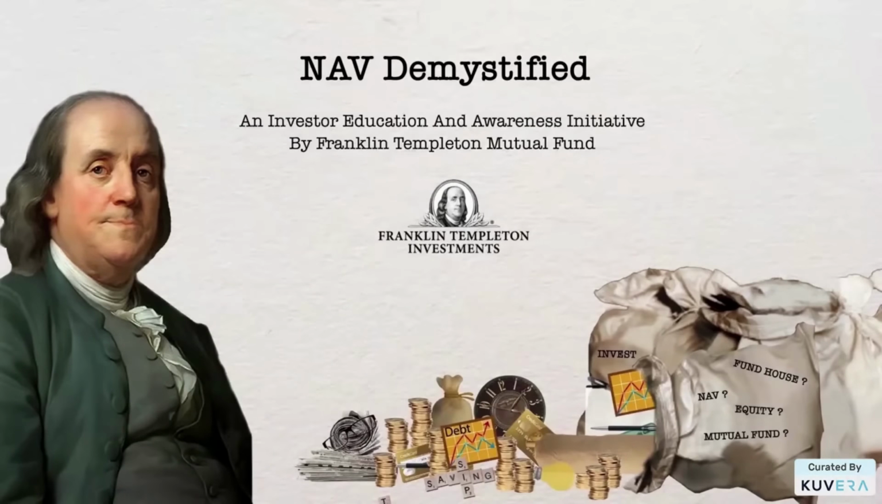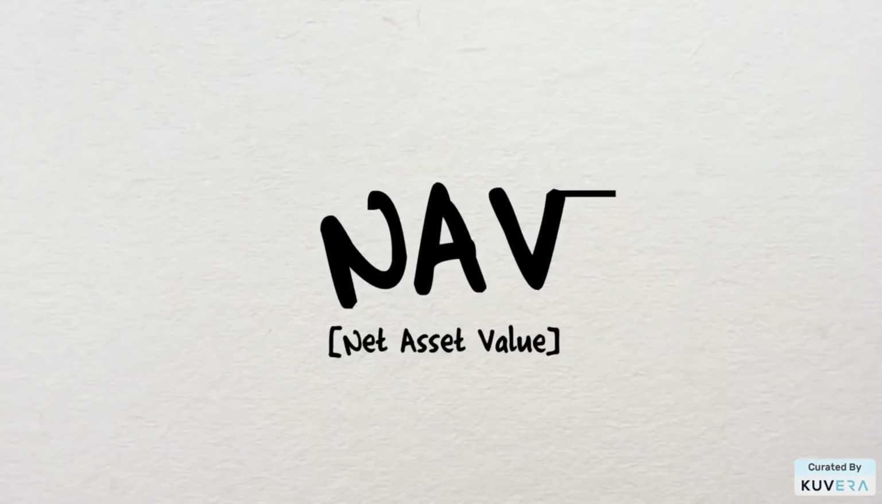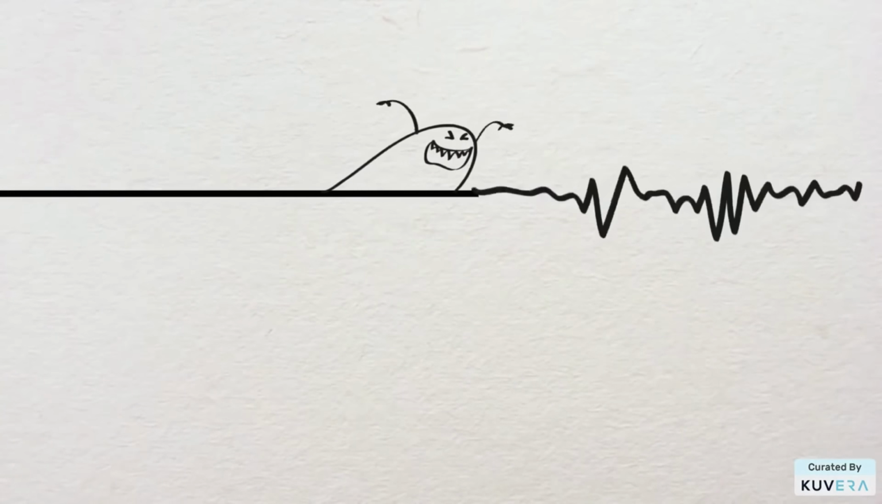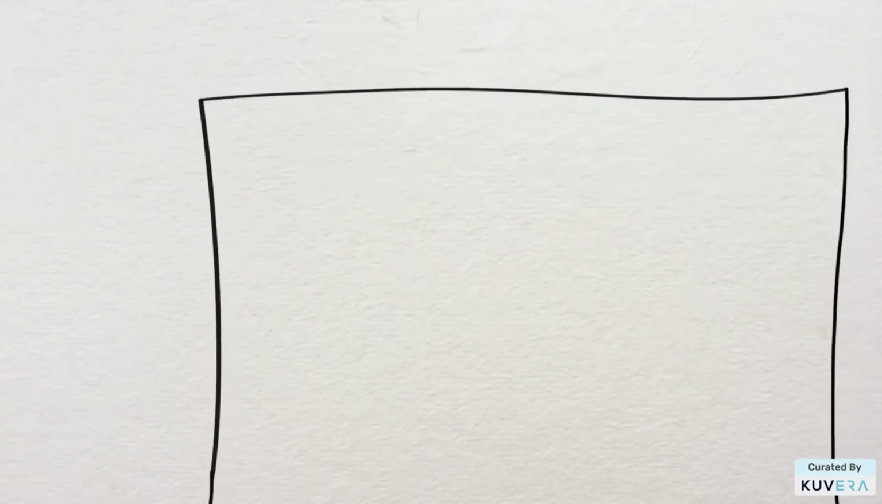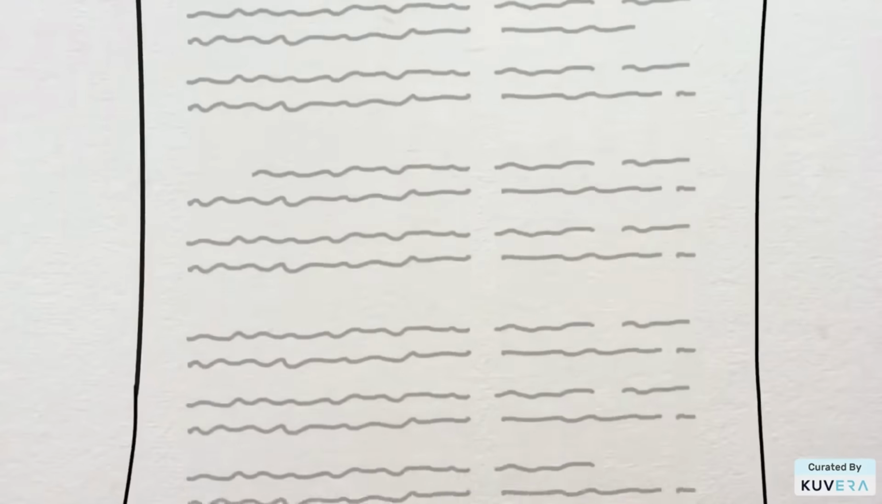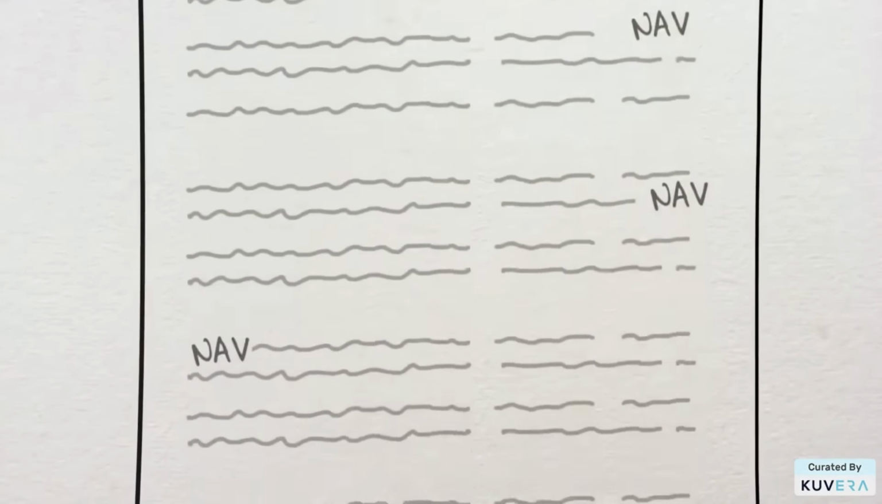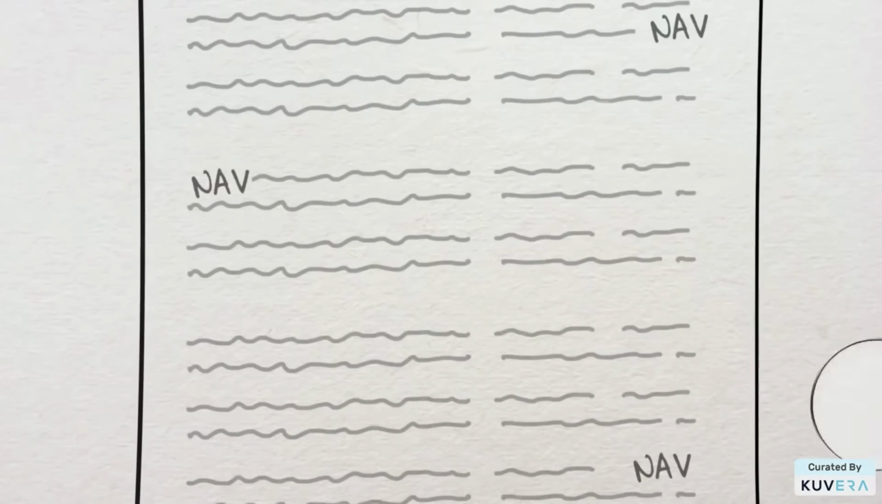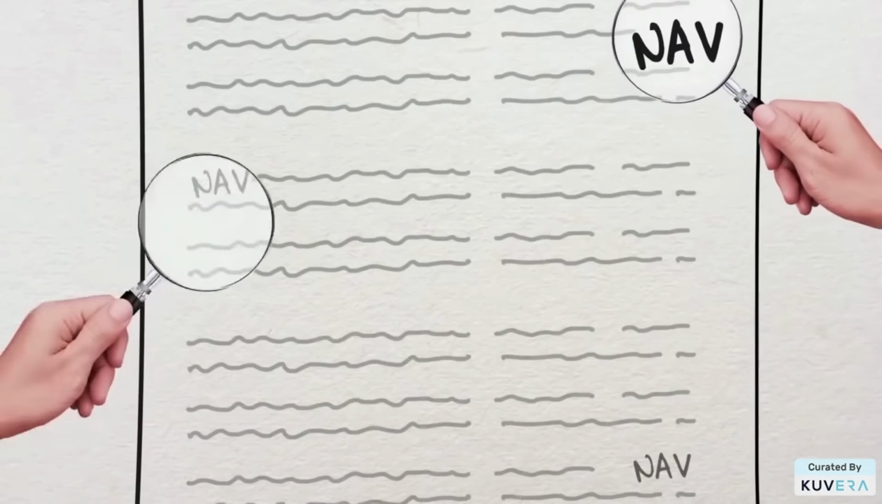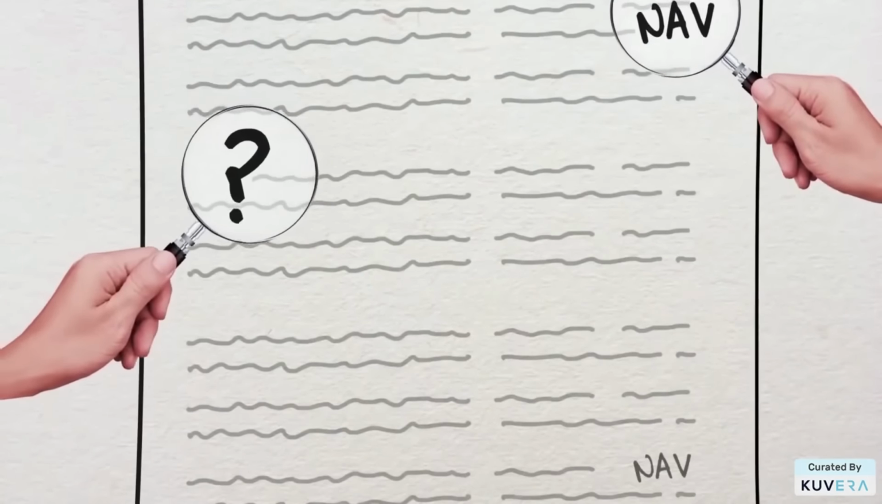NAV demystified. What is NAV? This is one term that has scared and confused people more than anything else when it comes to mutual funds. It's a value, that's pretty obvious. But value of what? What does it include? What does it show? It always seems confusing.